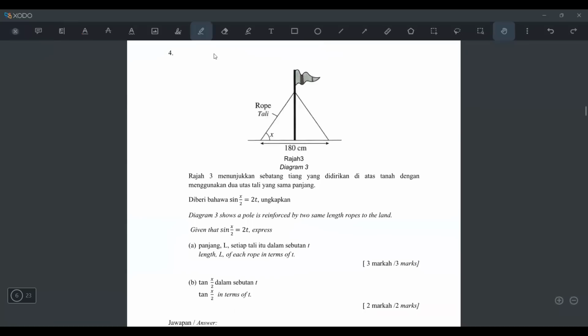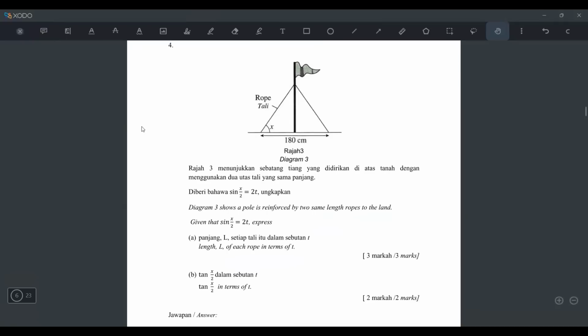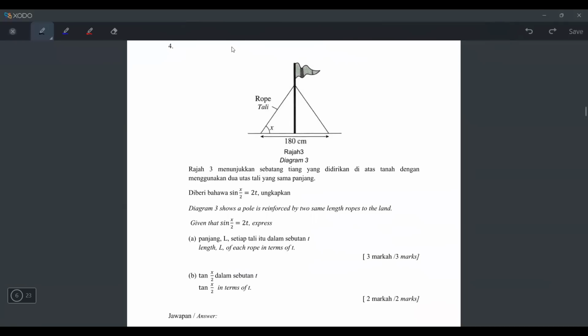Right. Okay, let's go to question 4. Here comes a difficult question. So this is from trigonometry. For trigonometry, you have to be careful because in this chapter, there are formulas that you need to memorize, right? The basic identity, double angle, multiple angle, and all those. Okay, so let's read the question first.